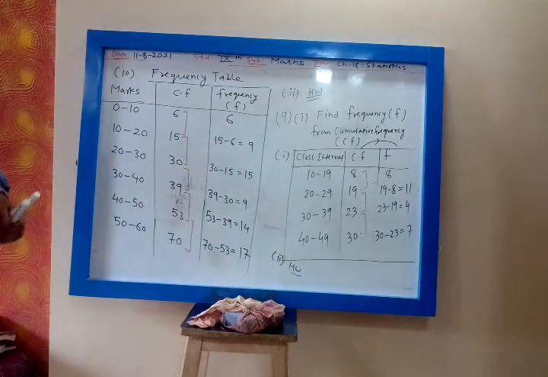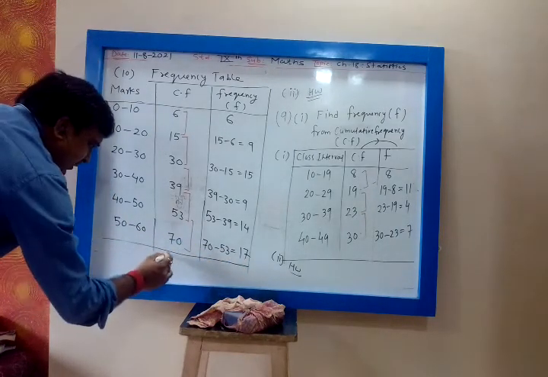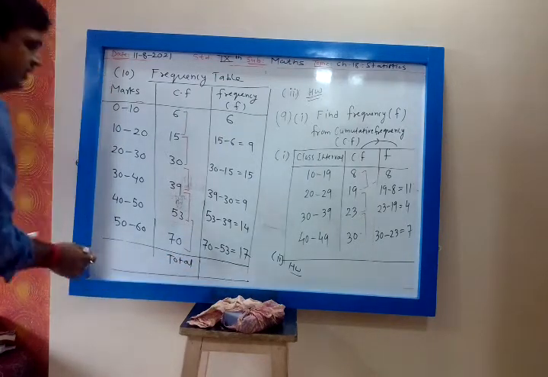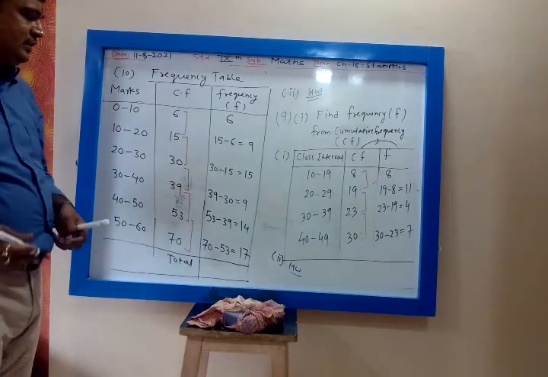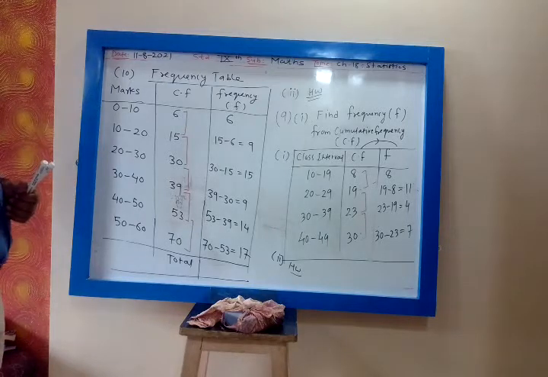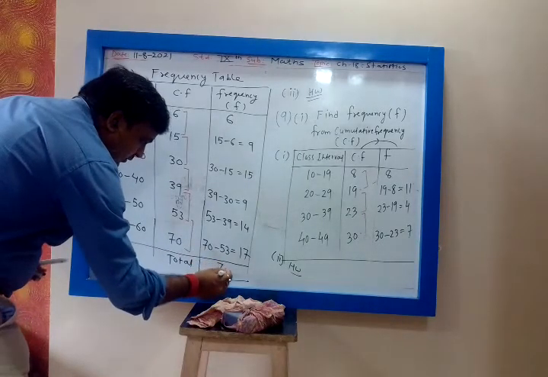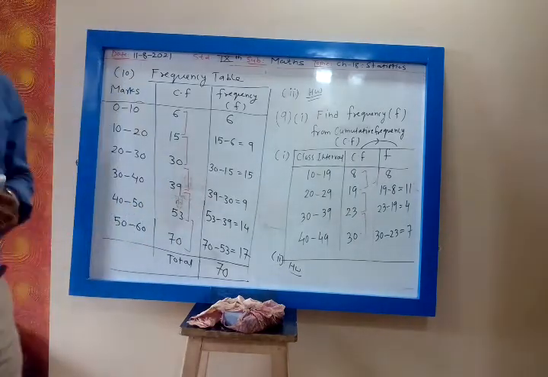Okay. You can add all the frequencies. What is the total? Tell me. 9 plus 6, 15, plus 15, 30, plus 9, 39. 39 plus 14, 53. 53 plus 17, what is that? 70. Okay, 70. So this is the frequency table.